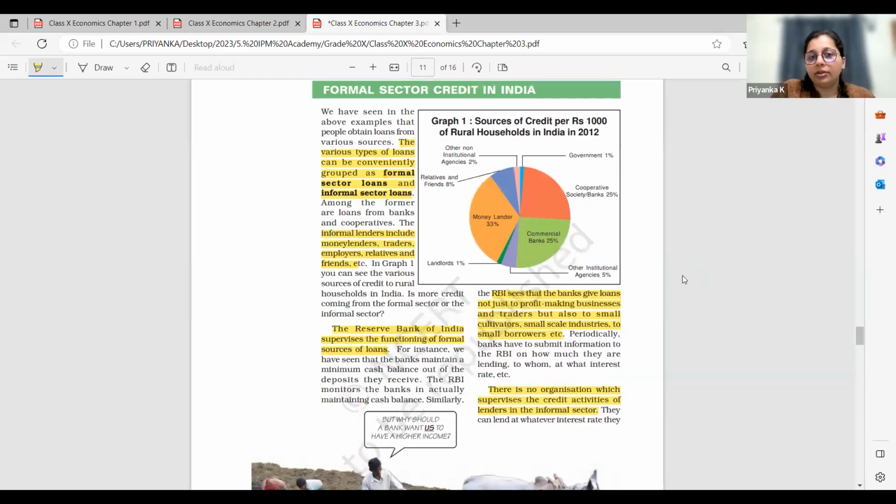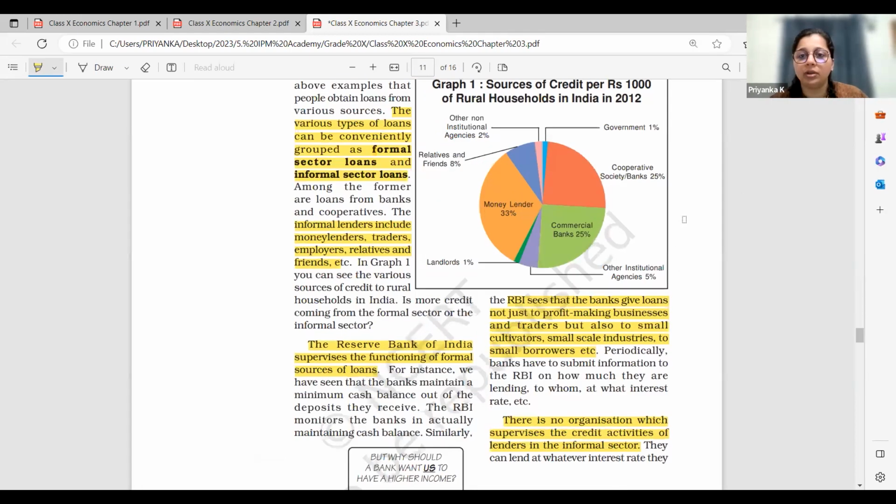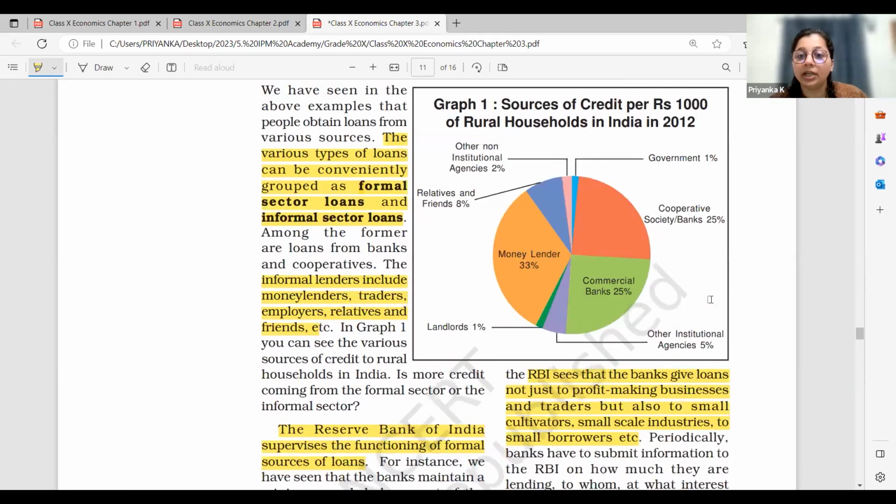And this is another chart, which shows graph 1. This shows the dependency on credit in rural households. So in 2012, when a survey was taken, as you can see, 33% of rural households in India actually depended on money lenders. Only 25% depended on banks.